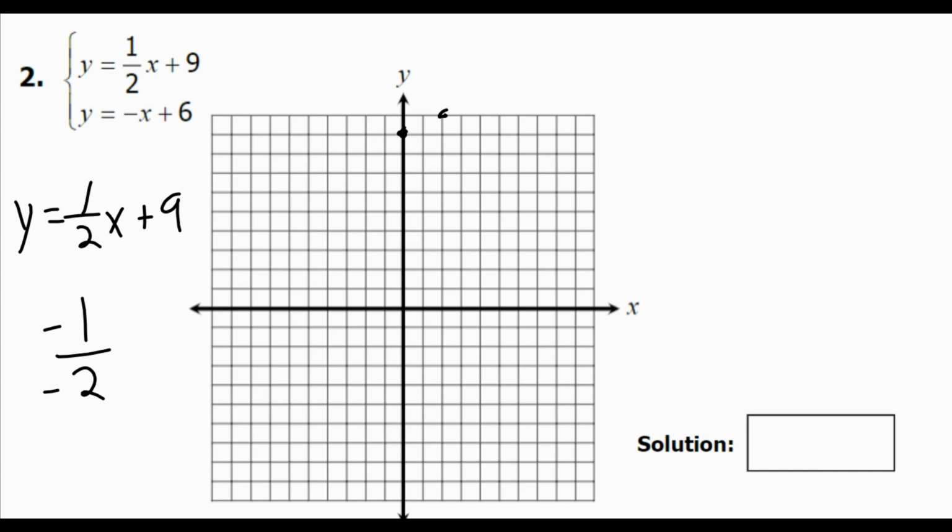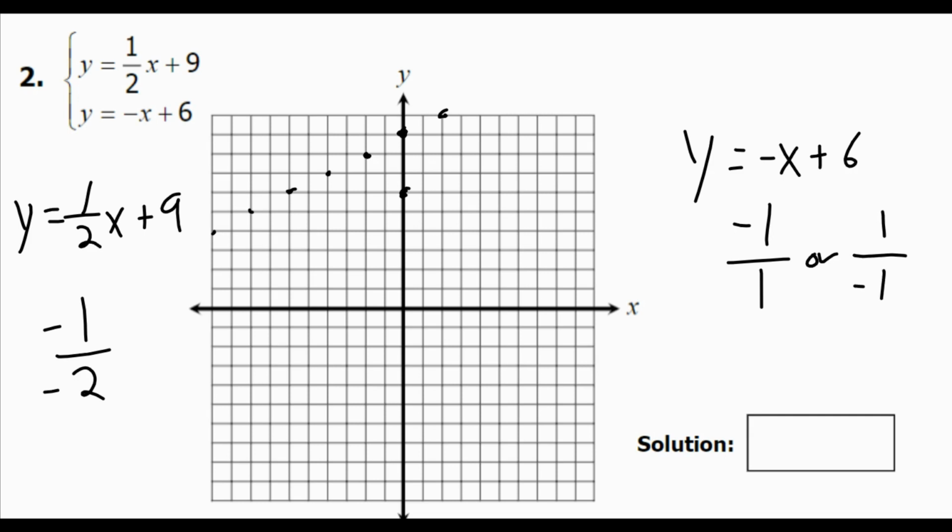So if I go down 1 and left 2, that's the same as going up 1 and right 2. So I'm going to do all the points I possibly can for this line. Now I'll do y equals negative x plus 6. So I'm going to start at positive 6, which would be here. And then my slope is negative x, or negative 1 over positive 1. Or, again, I could do 1 over negative 1, because both values will give me negative.